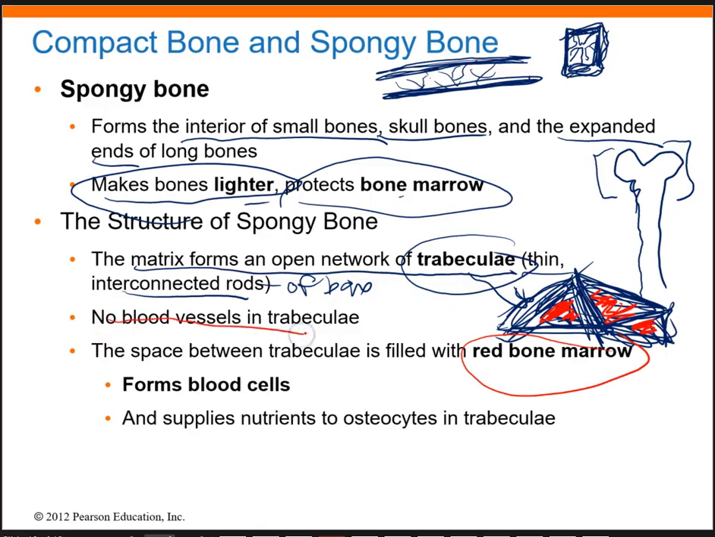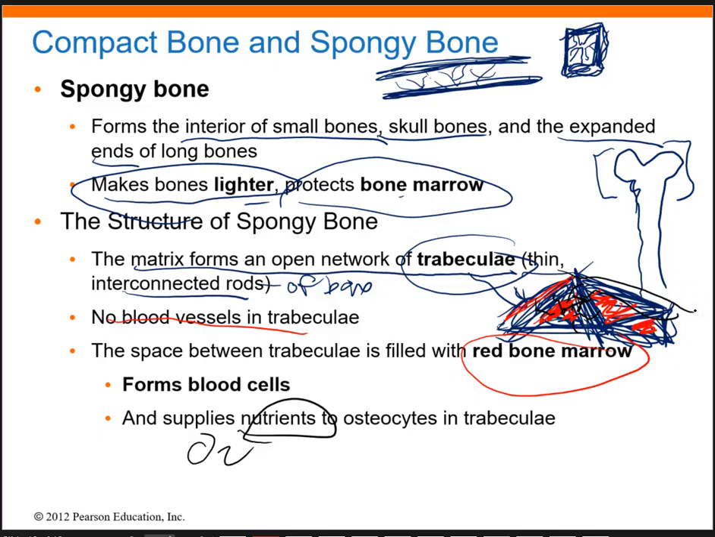There are no blood vessels in the trabeculae. These rods of bone tissue are really thin, so they don't have open canals inside them where blood vessels go. They do have really thin little canaliculi, little channels though, that connect into the bone marrow. And what happens is nutrients like glucose and oxygen will diffuse from the red bone marrow into the bone tissue. So they don't actually need blood vessels inside these trabeculae.